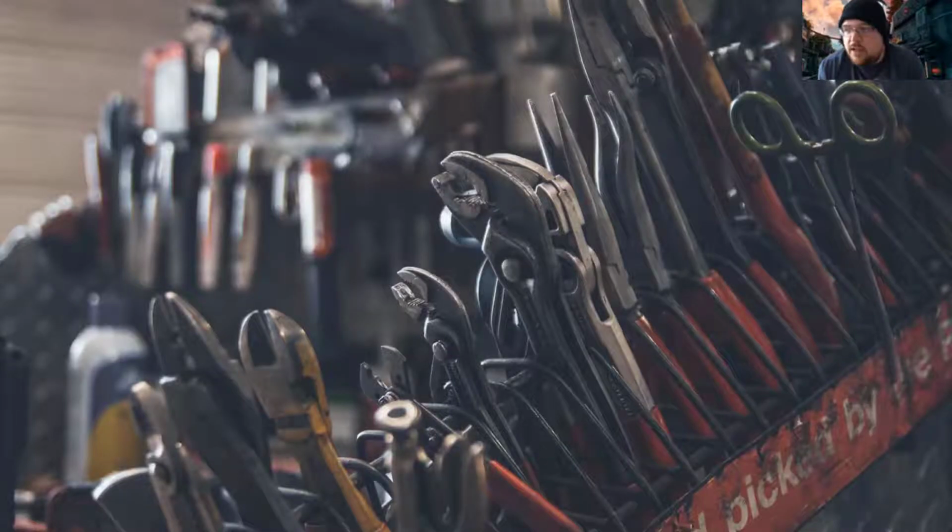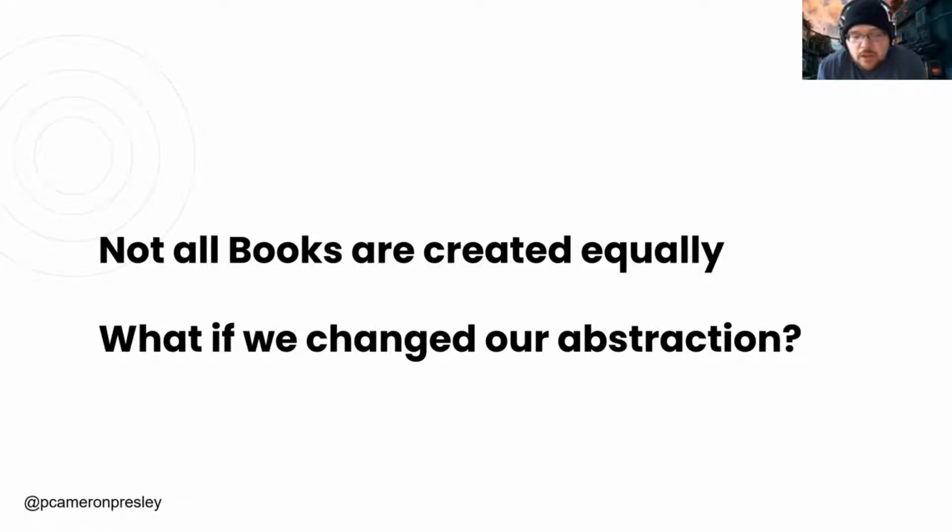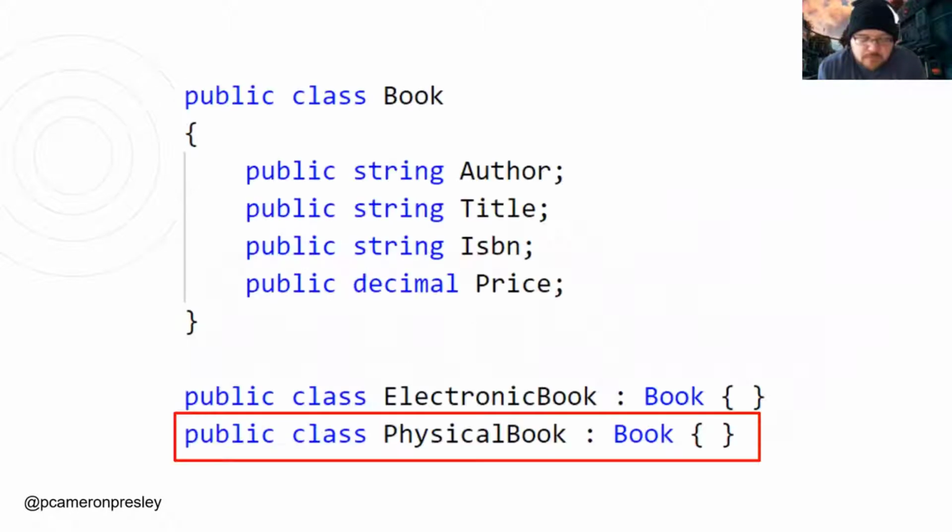So what could we do instead? In this particular case, we have discovered that not all books are created equally. What if we change, though, the way we did our abstractions? So let's go back to our book example. Author, title, ISBN, price, no problem. Electronic books are books, but now let's introduce this new concept known as a physical book. So we have two types now, an ebook and a physical book. They both come from book.